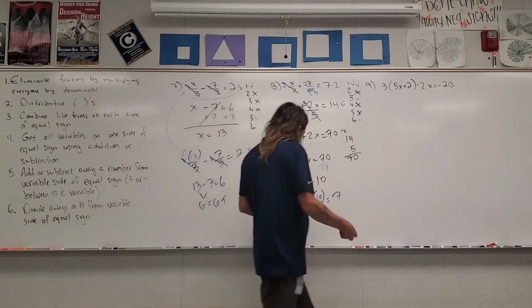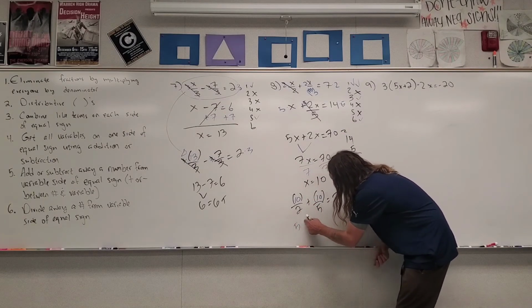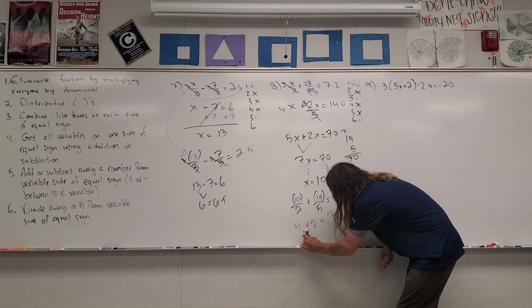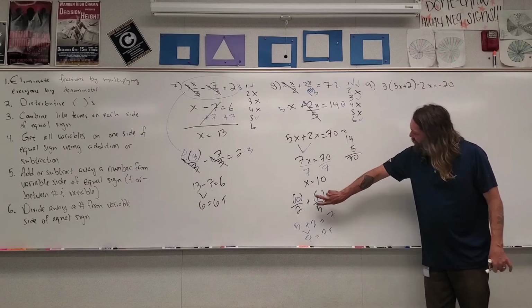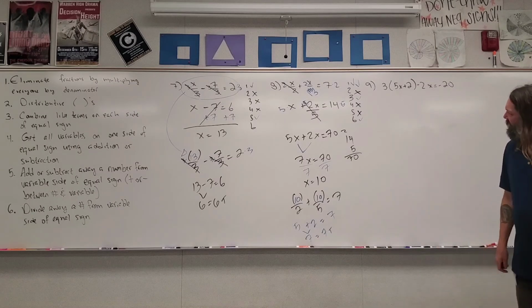But here, I need 5 2's to get into a 10. So this turns into a 5. I need 2 5's to turn into a 10, so that turns into a 2. And does that equal 7? Well, 5 and 2 is 7, and that equals 7. That's true. So this one, the fraction divided itself out. Okay, so just take some time, see what you have, and make sure you understand how you're working through it.